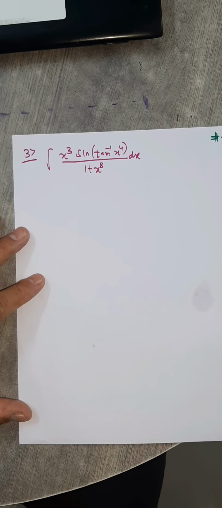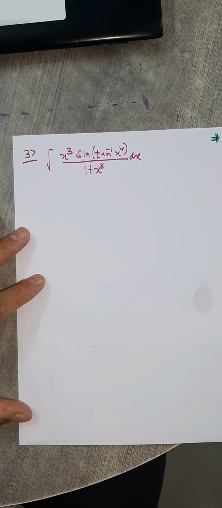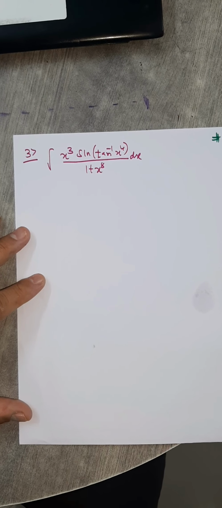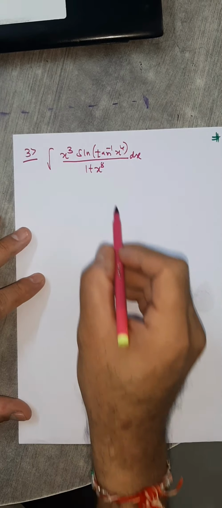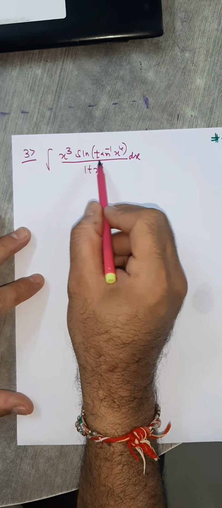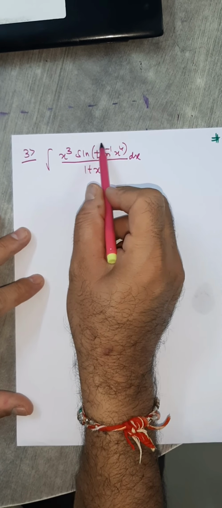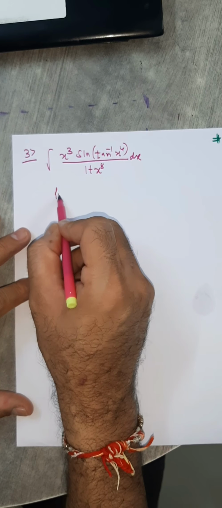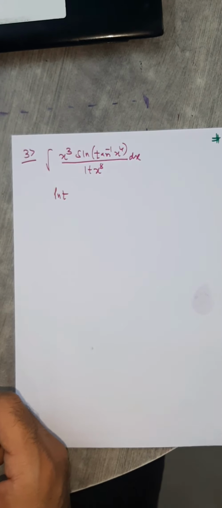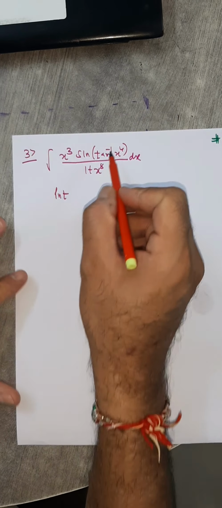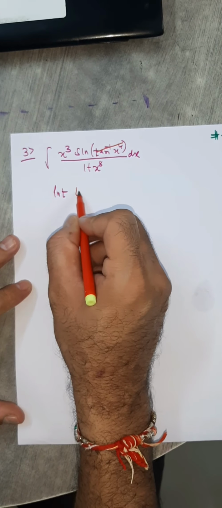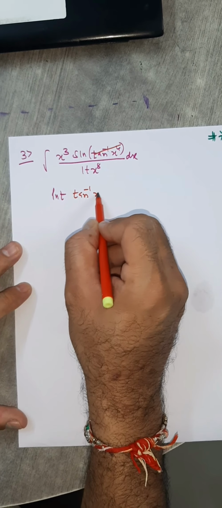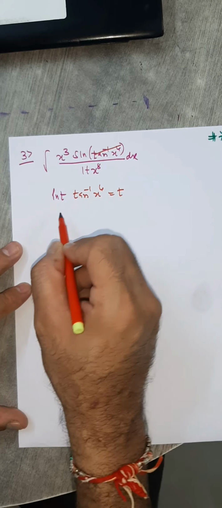Next question, 37 number. Integral of x cube into sine of tan inverse of x raised to 4, upon 1 plus x raised to 8, the whole dx. Now clearly, if you notice carefully, the derivative of this one is already present here. So I'll put that bracket equals t at this place. This much equals t. So tan inverse x raised to 4 equals t.